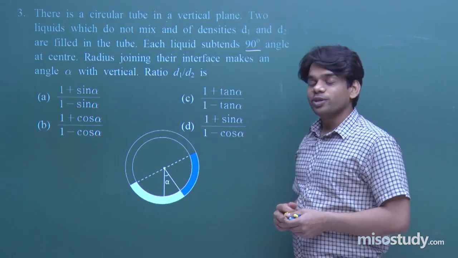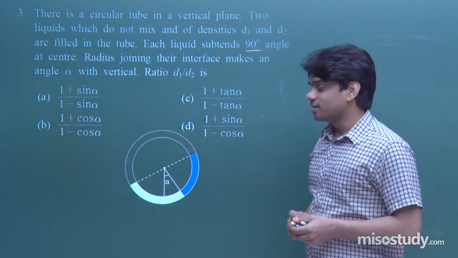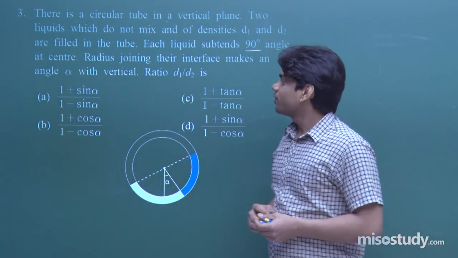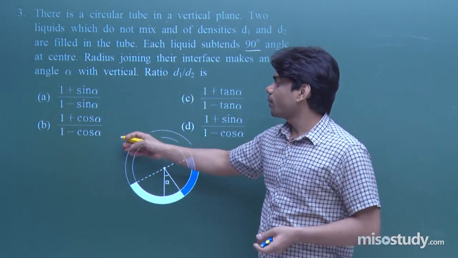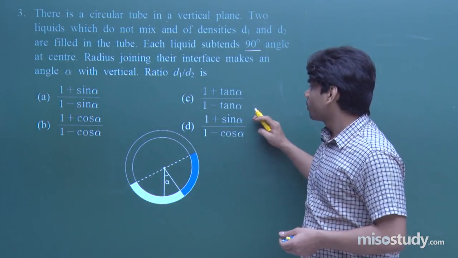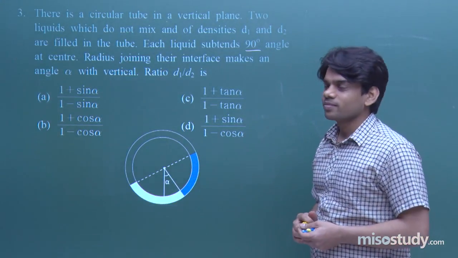The ratio d1 by d2 is, that is, you have to compare the densities, A, 1 plus sine alpha upon 1 minus sine alpha, B, 1 plus cos alpha upon 1 minus cos alpha, C, 1 plus tan alpha upon 1 minus tan alpha, and D, 1 plus sine alpha upon 1 minus cos alpha.